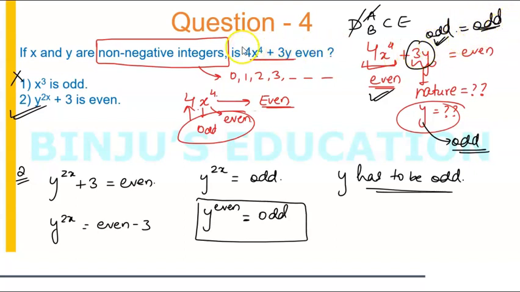So is the sum of this expression even? The conclusive answer is no. No, the sum is not even. The sum is odd, but we have a conclusive answer. That's the whole point. Hence, in this case, the answer becomes B.